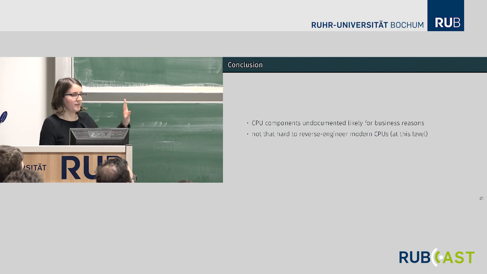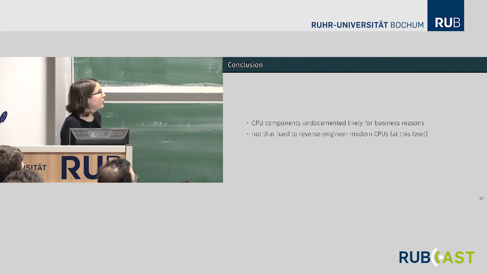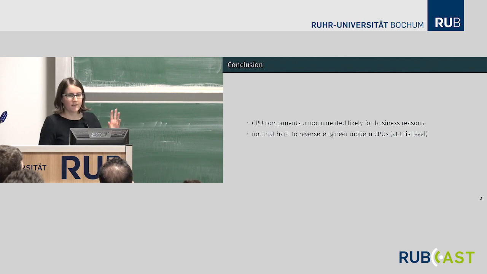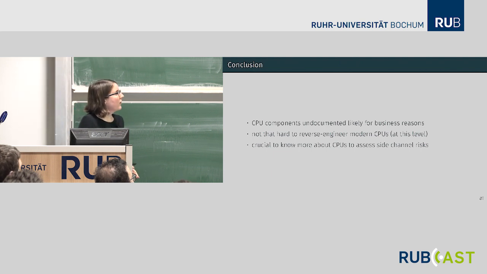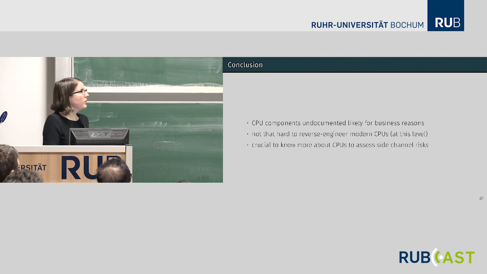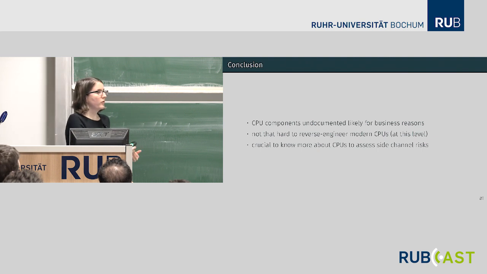The thing is that it's actually not that hard to reverse engineer modern CPUs. So I would say, at least at this level, again, we're not looking at the silicon level, just the high level, but it's really not that hard. And it's also very crucial to know more about CPUs to assess these side channel risks. And here we have a conflict of interest between business and security, because manufacturers do not want to release all the documentation of the internals of the CPUs, but also if we don't have that, then we don't really know if the CPUs are vulnerable to side channel attacks. So I think this is one of the problems that we have here.